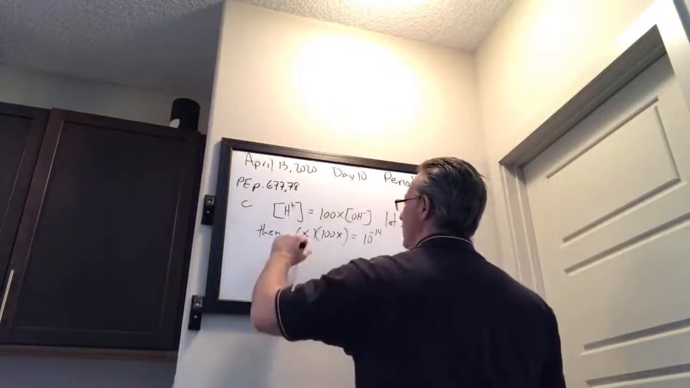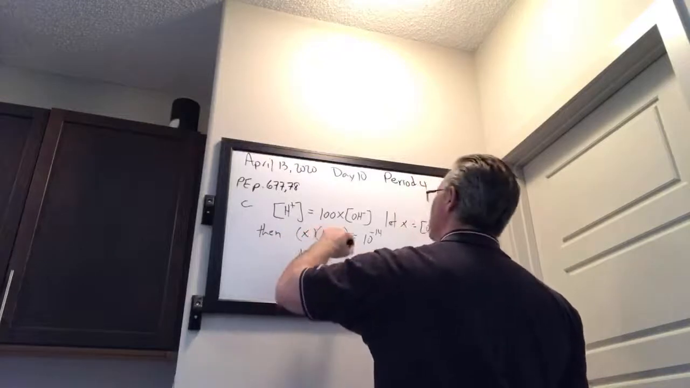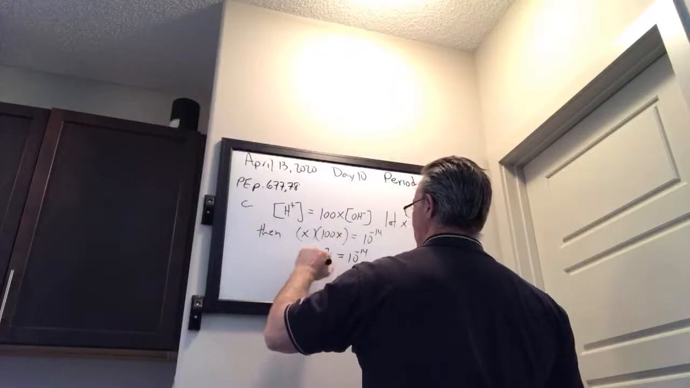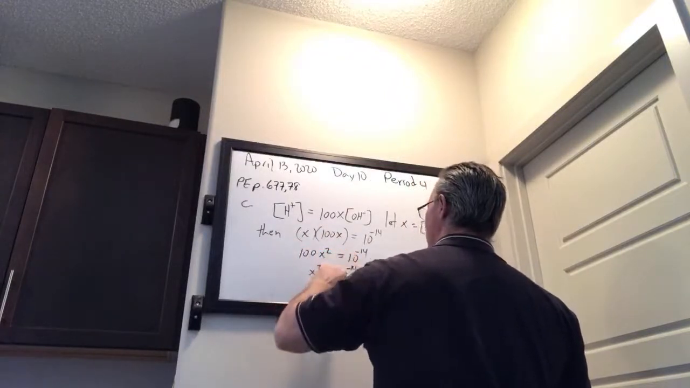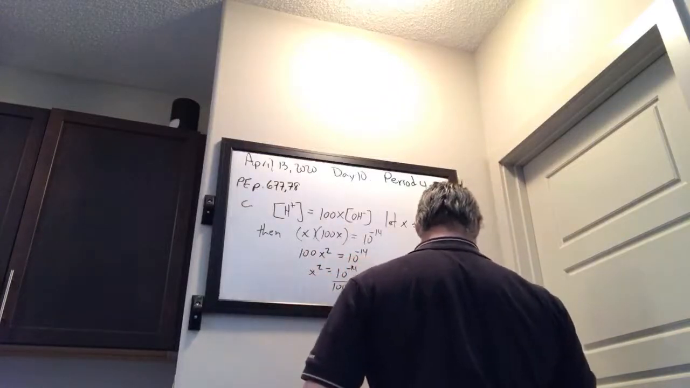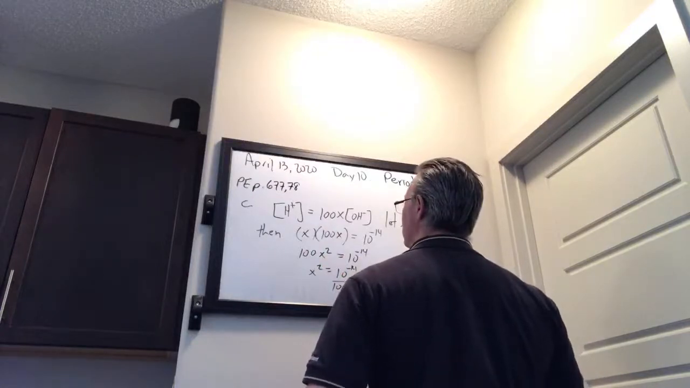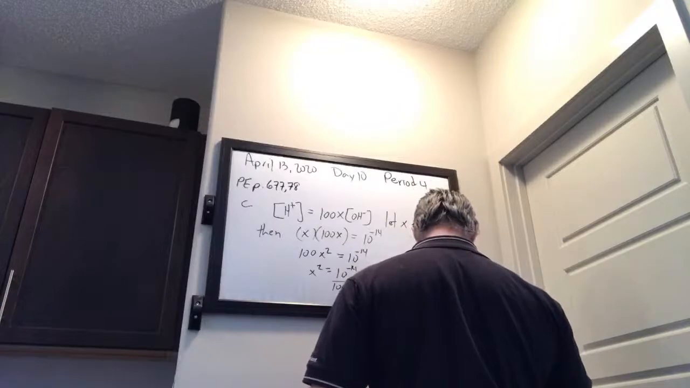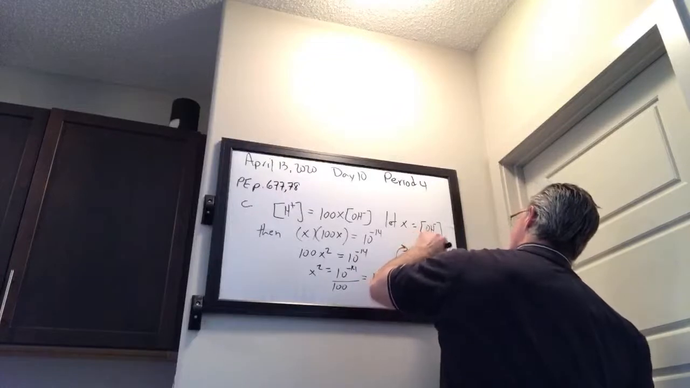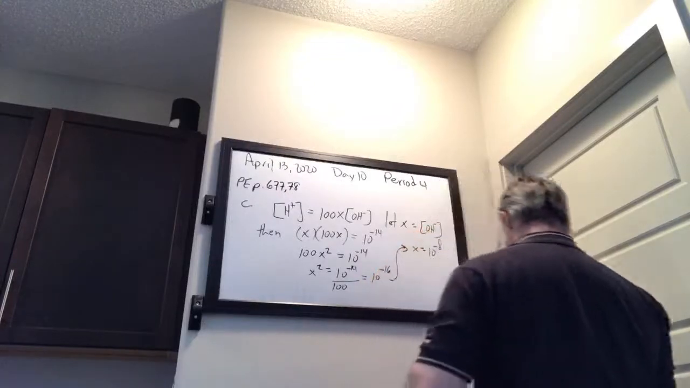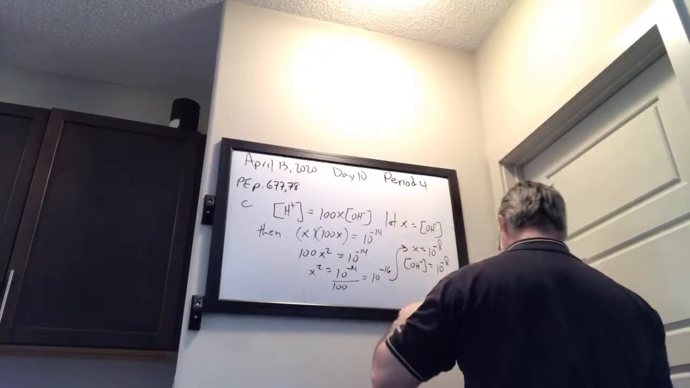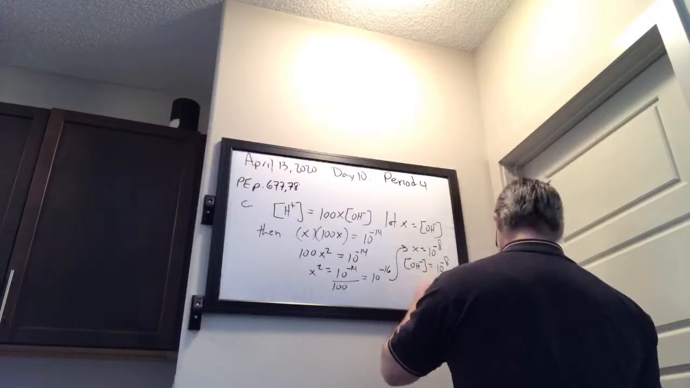So then you multiply these two together, you get 100x squared equals 10 to the negative 14. And then you solve for x. Obviously x squared is equal to 10 to the negative 14 over 100, which gives you 10 to the negative 16. So therefore x equals 10 to the negative 8. And then therefore that's the OH minus concentration. So OH minus concentration equals 10 to the negative 8. So 100 times that gives you 10 to the negative 6.